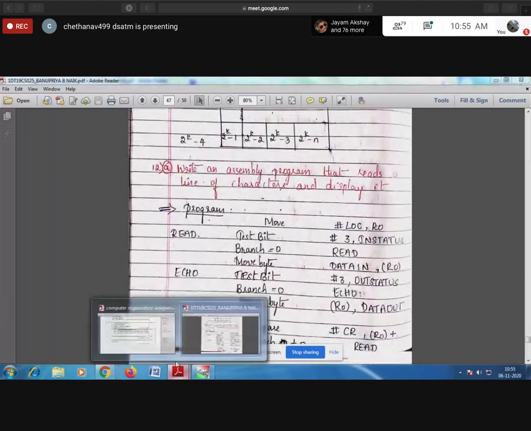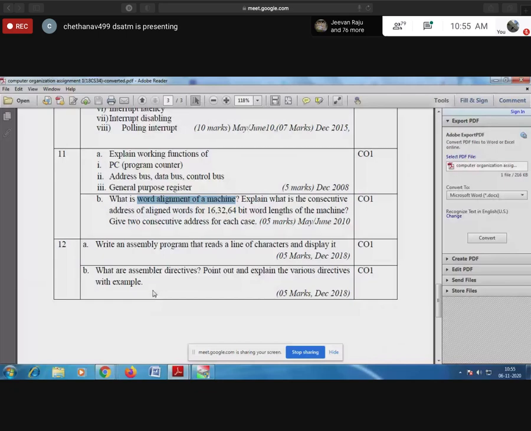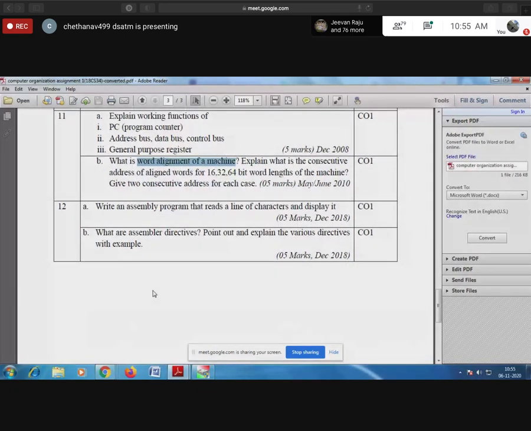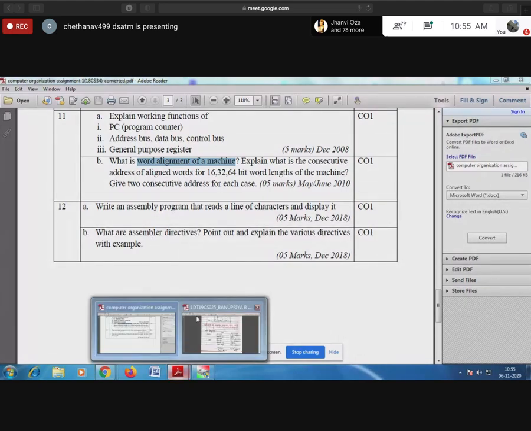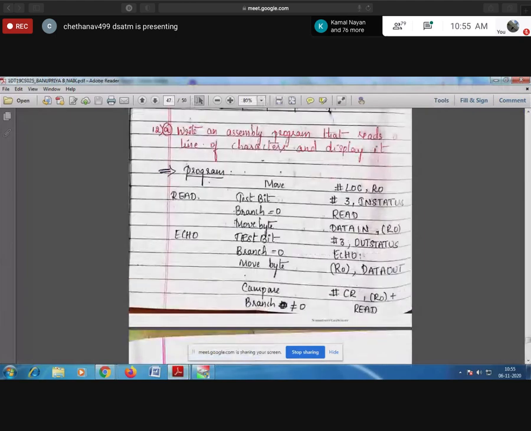And we have the last question, that is the assembly program. An assembly program to read a line of characters and display it, and assembler directives. It's very simple. You should write the program. I want to read some data. While reading data, you have to check the bit, the in status bit. In the third location, if that bit is 1, it indicates you have the data, you can read it.